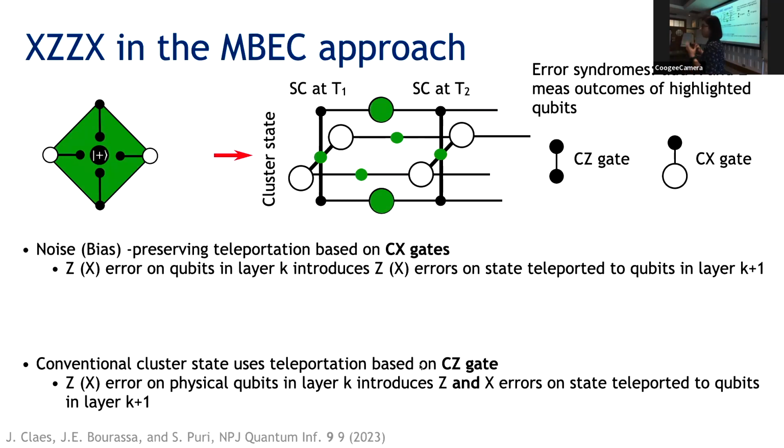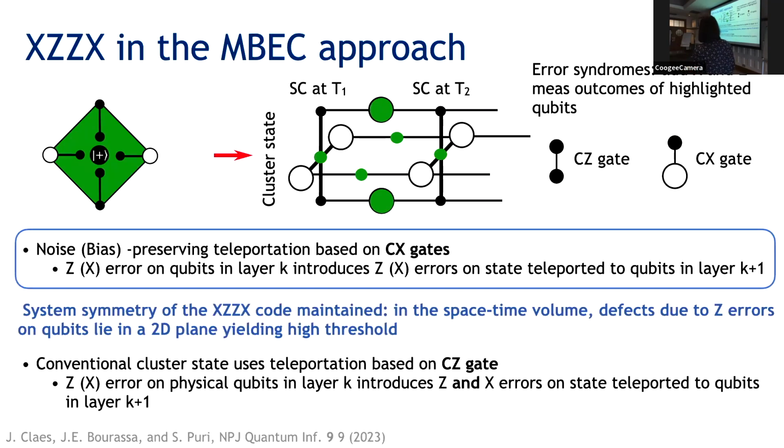It keeps the nature of noise consistent. It preserves the nature of noise. Whereas if I had used a conventional cluster state, I could not have done that. And you can see more discussion about these bias-preserving ways to create the cluster state in our paper over here.